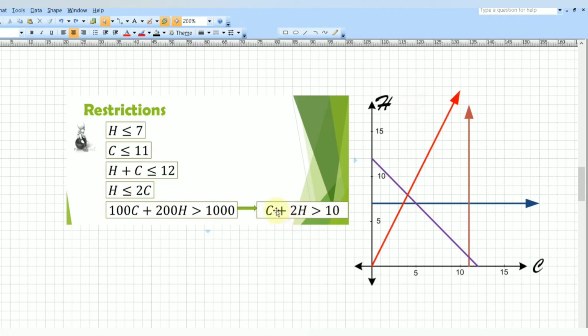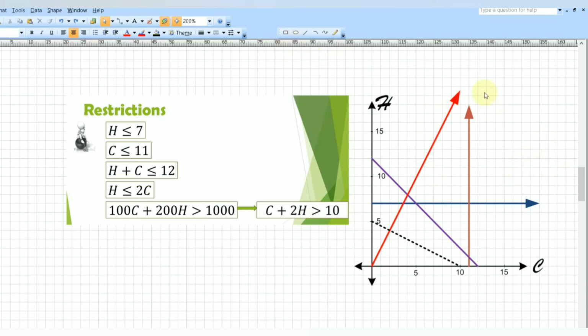And for the fifth line, I'm using another c-intercept and h-intercept technique. So the c-intercept is 10, and the h-intercept is 5. So this is the line. And notice that this is the only dotted line since there is no equal sign here. Okay, now let's try to shade it.